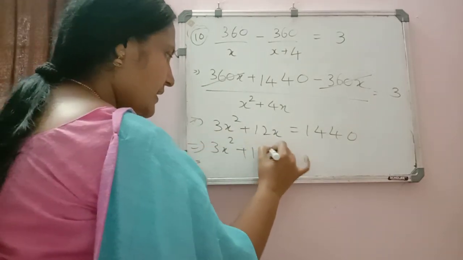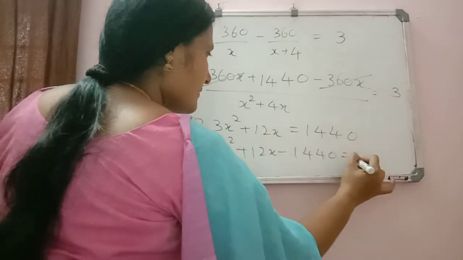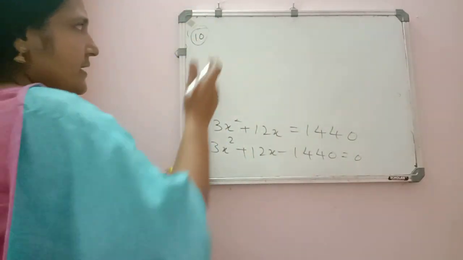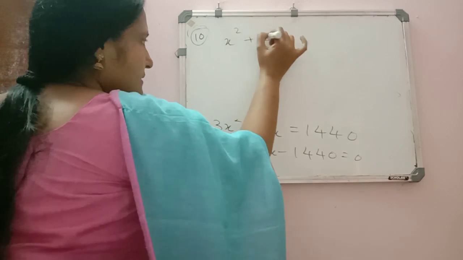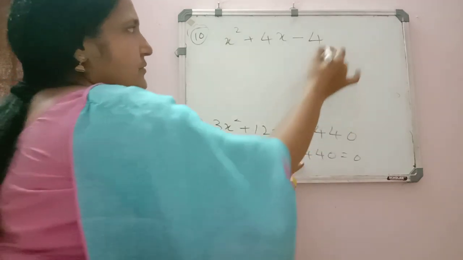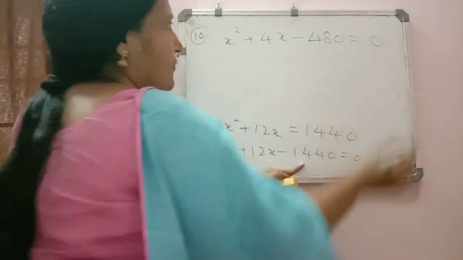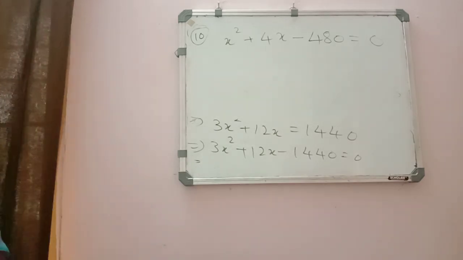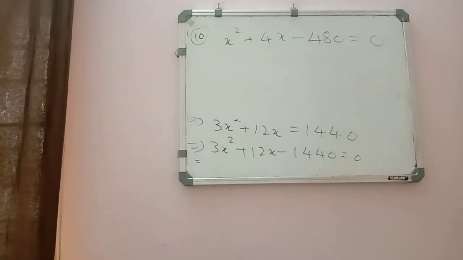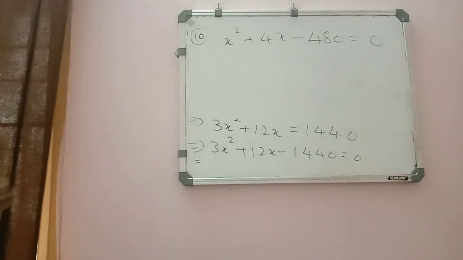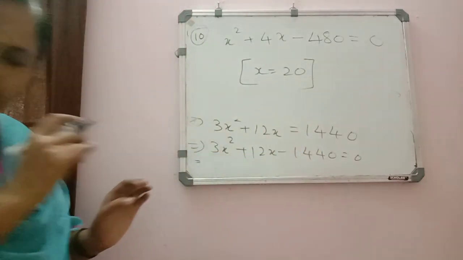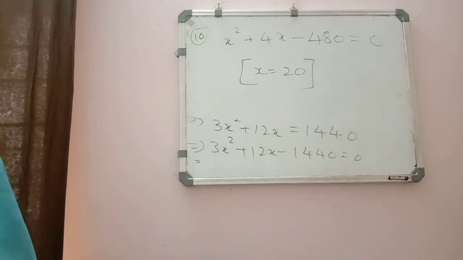1440 shifting to the left hand side. As you can check, all the numbers are divisible by 3, so we can cancel by 3. So it will be x square plus 4x minus 480 is equal to 0. Now you can solve the equation. So the answer for this one is x is equal to 20. You can check, you will get the answer x is equal to 20.